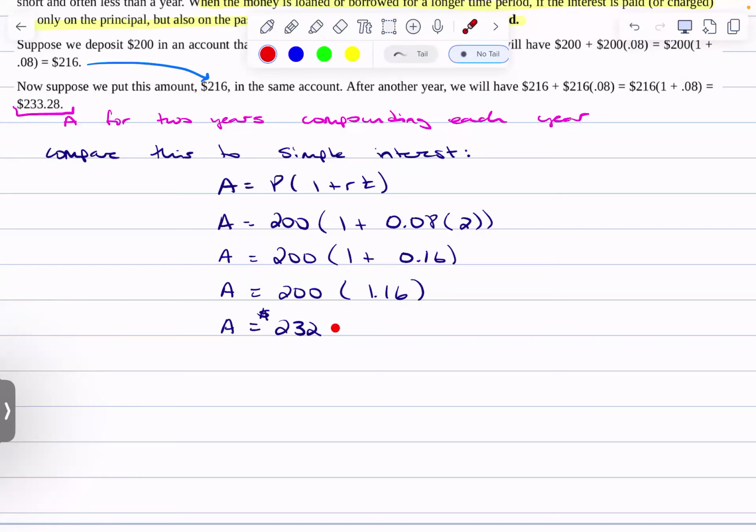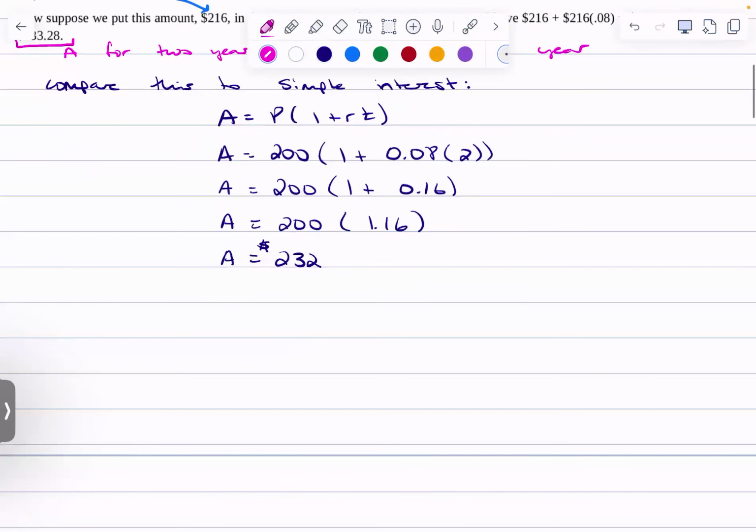So like I said, these will be very similar. They're not going to be the same because they're behaving differently, but they will be very similar. $232 is similar to $233.28, but it's slightly less, which makes sense because in this scenario we were earning interest on the interest that we had earned. And so it makes sense that simple interest will be less than compound interest.